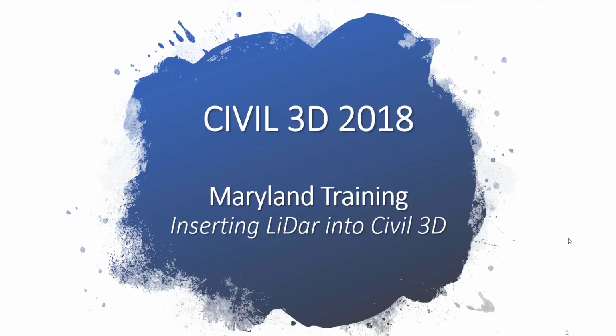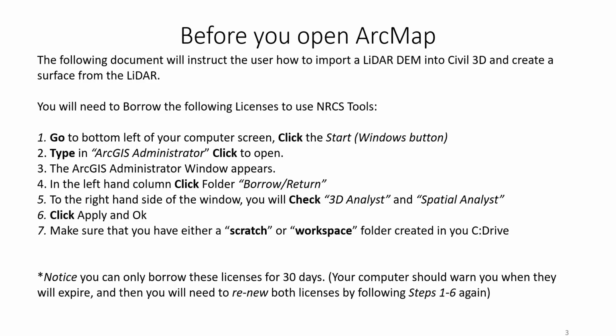This training will be using Civil 3D 2018, and I'll be going over inserting LiDAR into Civil 3D. In order to do this, you'll have to be using ArcMap, and there's a couple steps you have to do before opening up ArcMap. So what you need to do is borrow a couple licenses, and that you do by going to the bottom left-hand corner of your screen, click the Start Windows button, type in the ArcGIS Administrator, go ahead and click to open it.